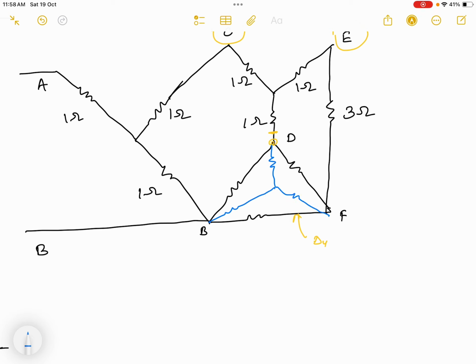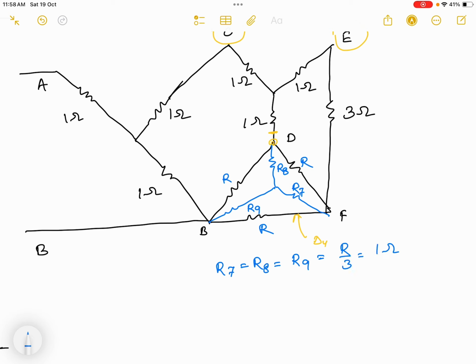So previously we know these resistance values, and from this delta, what star will I get? Let me name this R7, this R8, and this R9. So when we convert delta to star, again I get the same answer: R7 equals R8 equals R9. Both have the same value, that is 1 ohm.